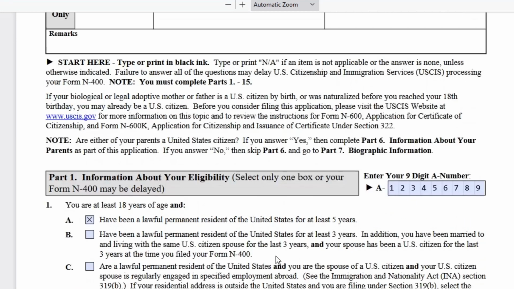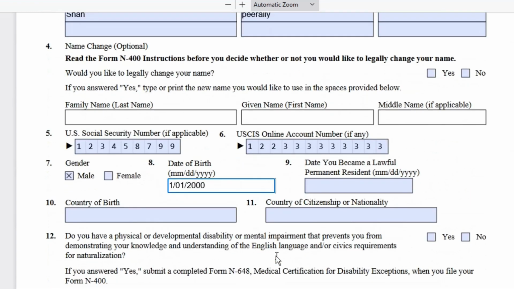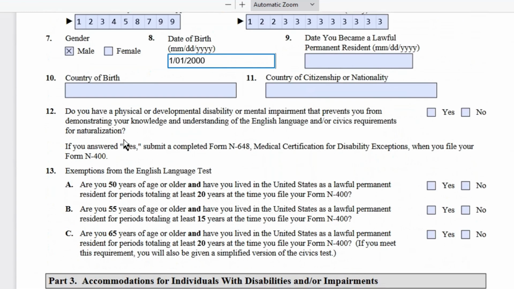Okay. So sorry, it went down. So you keep going like that. And then you put here the date you became a permanent resident, right? So you're going to put that date which is on your green card. You will see it on the front of the green card, and then you're going to put your country of birth. So we'll put India, country of citizenship, India. It's not real stuff, okay, so I'm just putting it here.